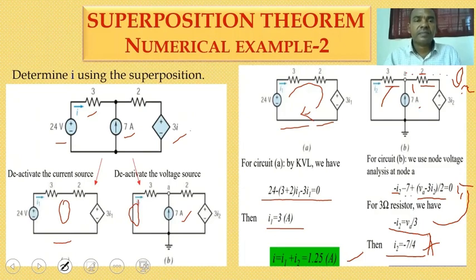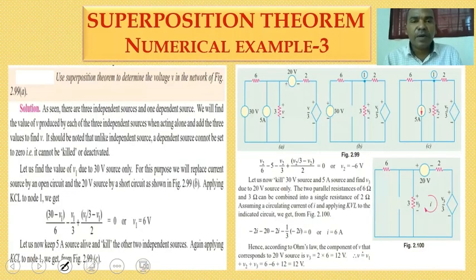Next. In this problem, example 3, we are going for the determination of the V value. For the given circuit shown in figure A, 3 independent sources are there: a 30 volt voltage source, a 5 ampere current source, and a 20 volt voltage source. You require 3 cases for finding the voltage V using the superposition theorem.